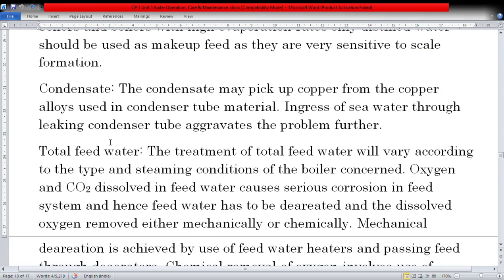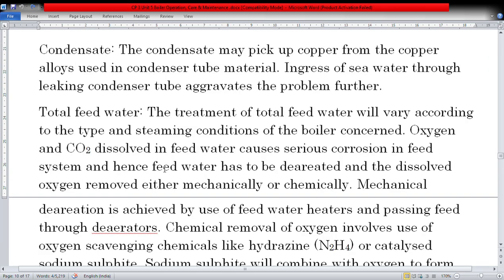Now, when we speak about the condensates, they may pick up copper from copper alloys used in condenser tube material. Ingress of seawater through leaking condenser tubes aggravates the problem further. So if there is a leak in the condenser and there is an ingress of seawater, this will further aggravate the situation.